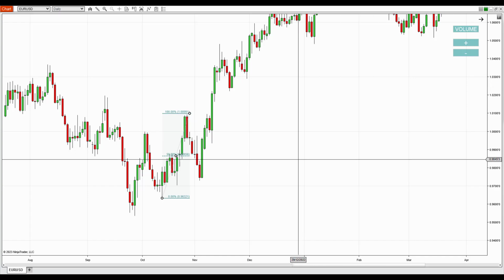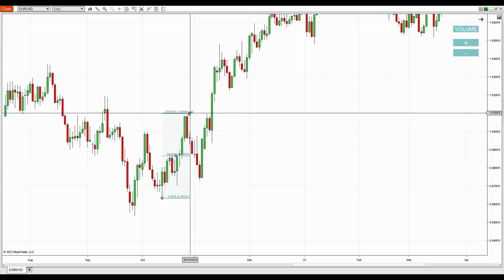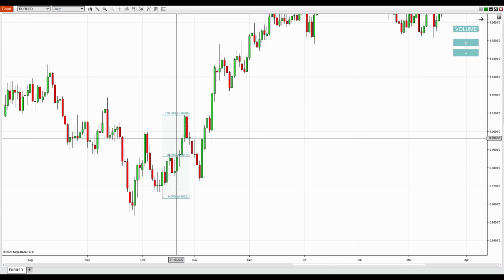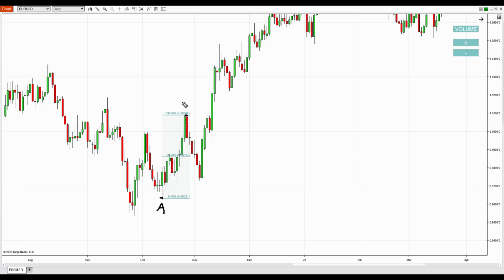Now, the next one is easy to find because it's exactly in here. Point A, point B, then there is that pullback, which we need to see because there needs to be that wave-like pattern. So this is the point C.